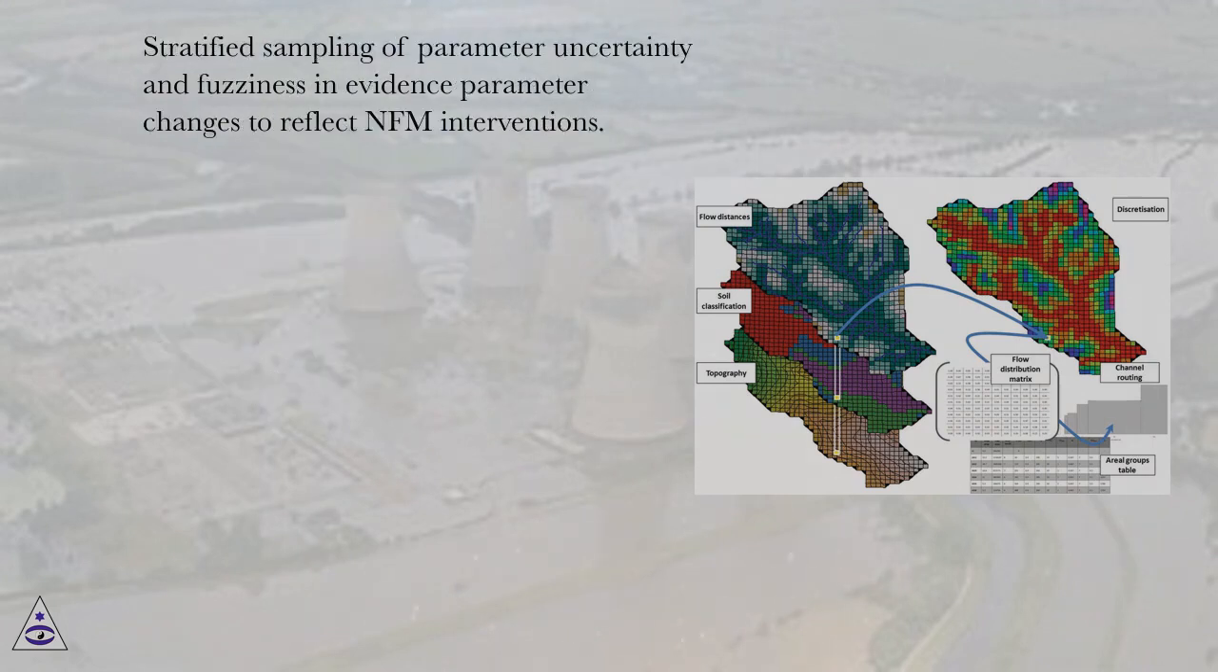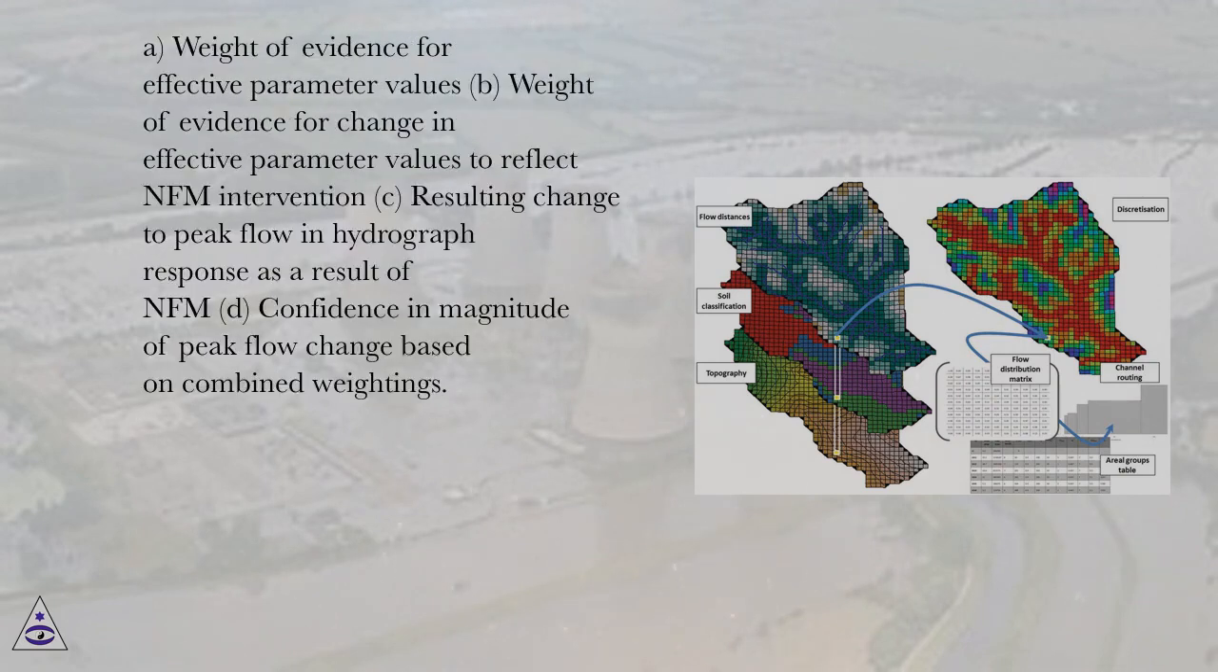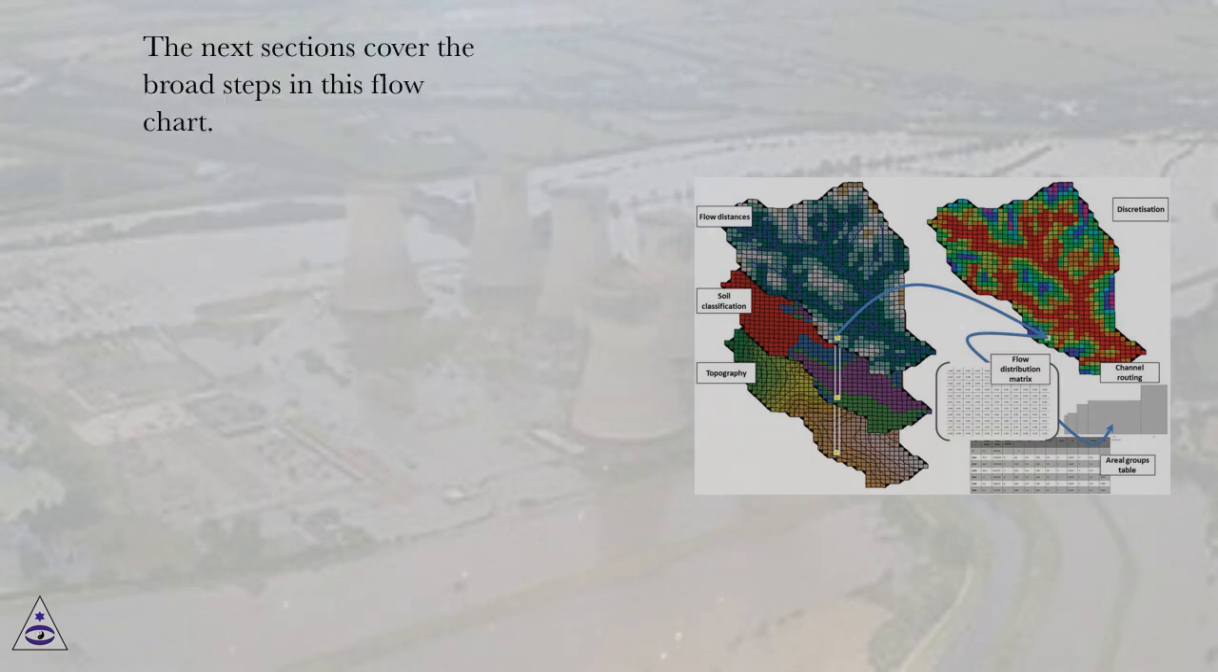Stratified sampling of parameter uncertainty and fuzziness in evidence parameter changes to reflect NFM interventions. A. Weighted evidence for effective parameter values. B. Weighted evidence for change in effective parameter values to reflect NFM intervention. C. Resulting change to peak flow and hydrograph response as a result of NFM. D. Confidence in magnitude of peak flow change based on combined weightings. The next sections cover the broad steps in this flowchart.